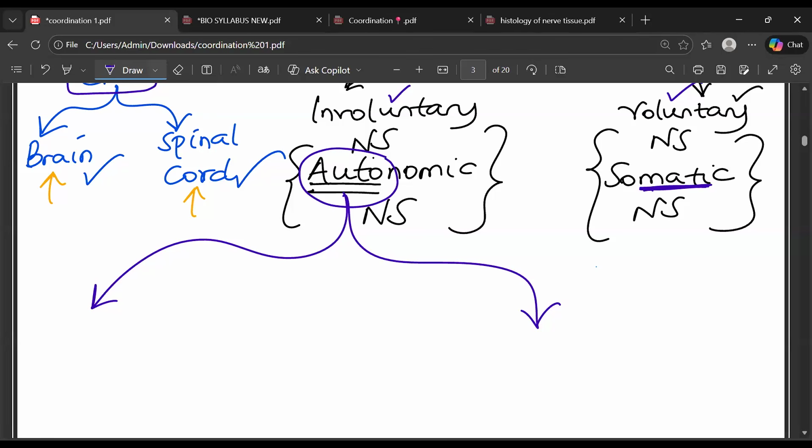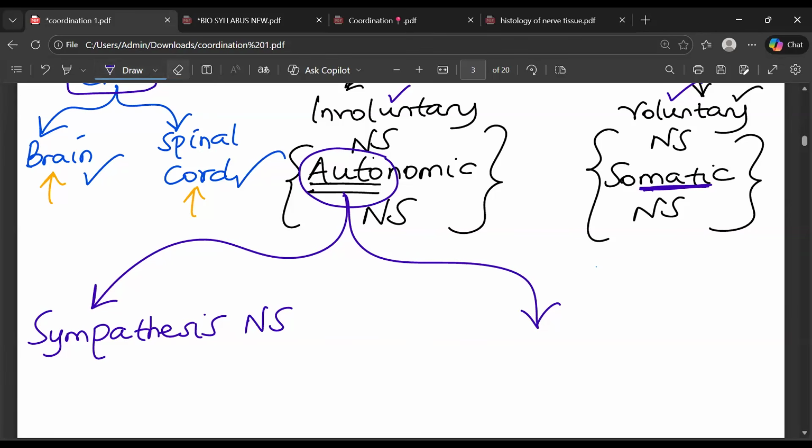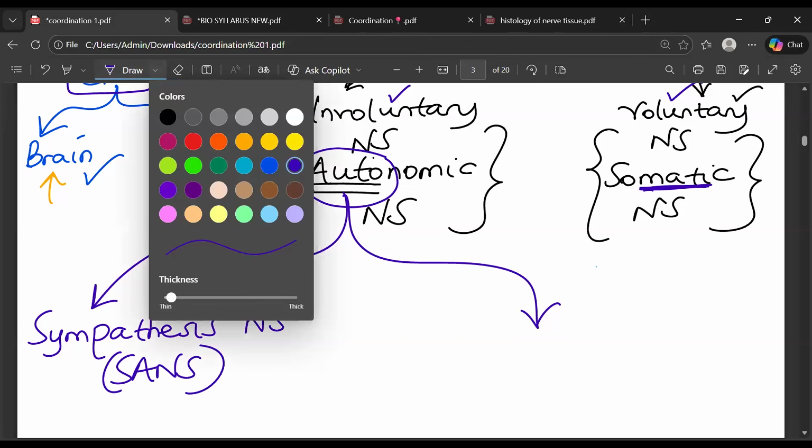So the sympathetic nervous system, it's actually called the sympathetic. Okay, at your level it is the sympathetic nervous system, but there is one of the books of your level that calls it the SANS. So when you find SANS, I don't want you to be confused.